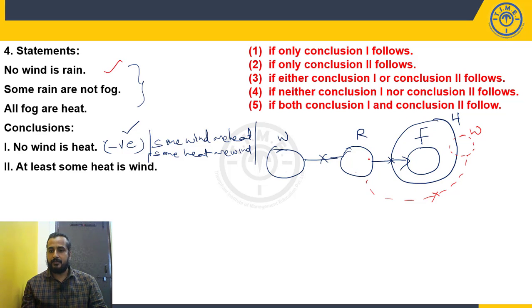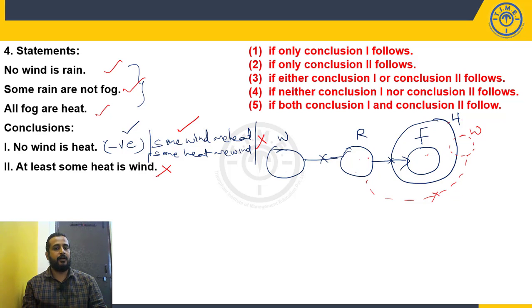Some rain or not fog? Yes, it still holds true. All fog or heat? Yes, still it holds true. So am I able to prove this? Yes. So this negative becomes false. And what is your second conclusion? At least some heat is wind. Is it at least some heat is wind?